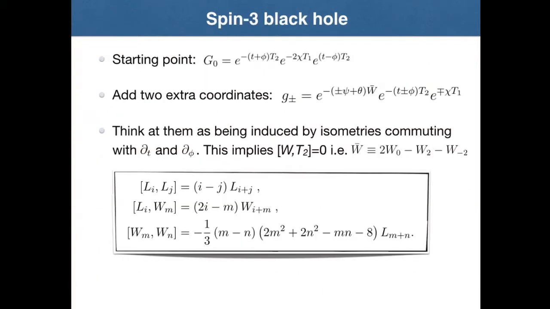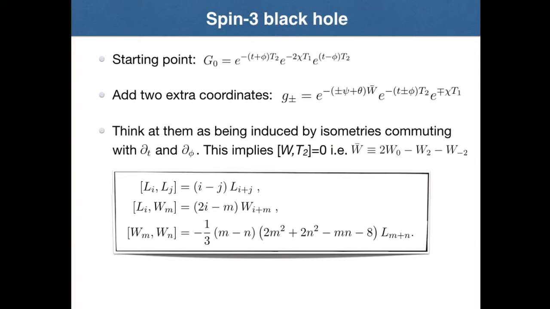So let's look at the case of a spin 3 black hole. In this case, the starting point is this particular parametrization of SL2. You can think of it as a sort of Euler angle parametrization of SL2. And you can show that starting from this group element, just by considering shifts in t and phi, you can reconstruct a black hole along the lines that I followed for the conical defect, for the massive point particle.